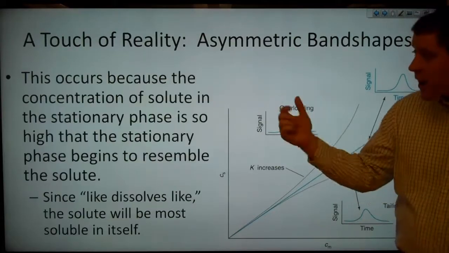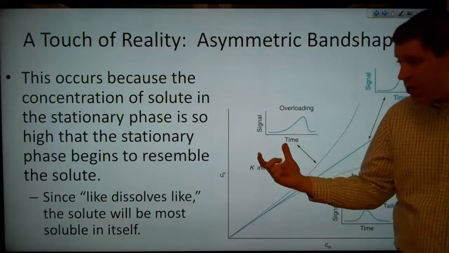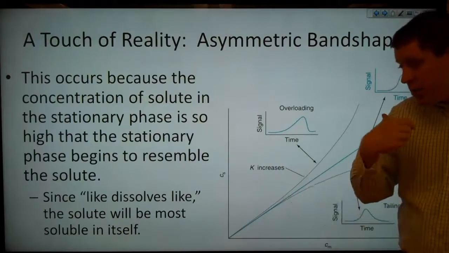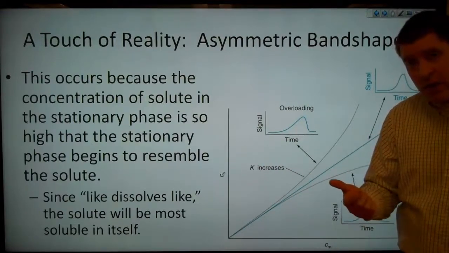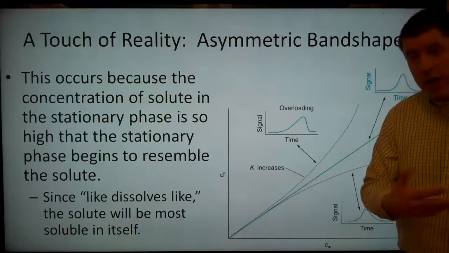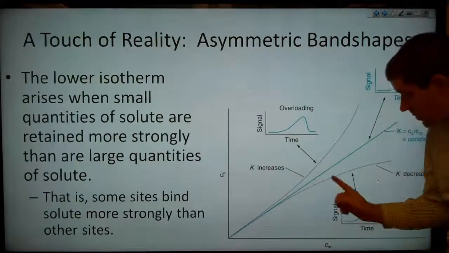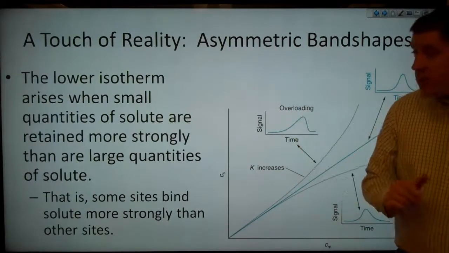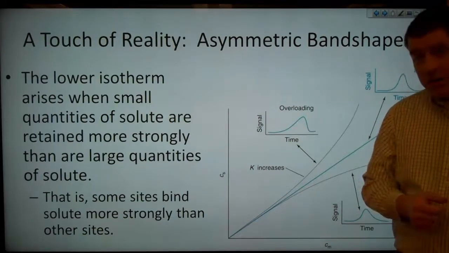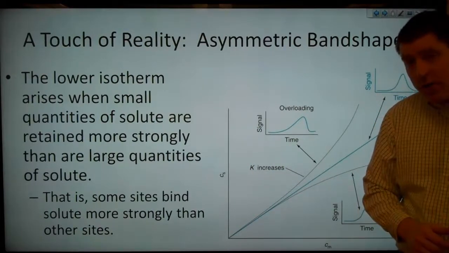And this occurs because the concentration of solute in the stationary phase is so high that the stationary phase begins to resemble the solute. And because like dissolves like, the solute will then be more soluble in itself. And so as we put more solute into our stationary phase, the solute gets even more soluble in that stationary phase. That lower isotherm here is arising when small quantities of solute are retained more strongly than are large quantities of solute. That is, some sites bind our solute more strongly than other sites do.